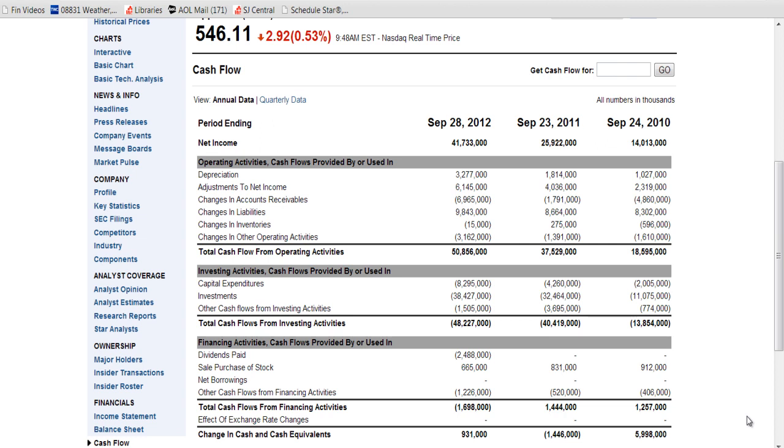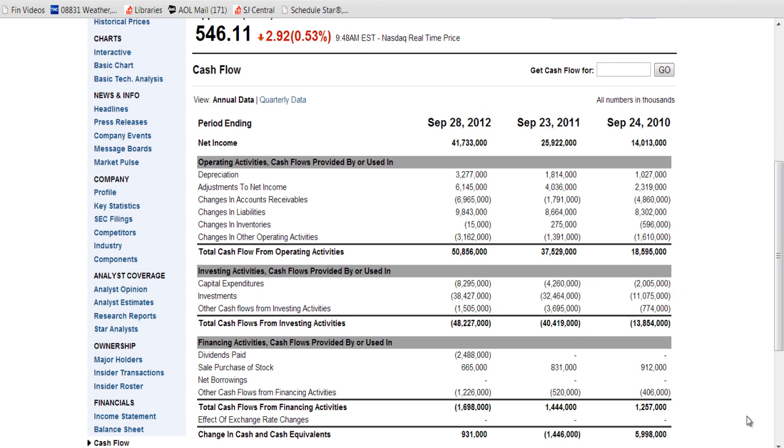In a previous tutorial, we looked at the balance sheet and the income statement. The third statement that we're interested in is the statement of cash flows. And the statement of cash flows is important because it lets us see how cash is being used, the sources and the uses of funds.